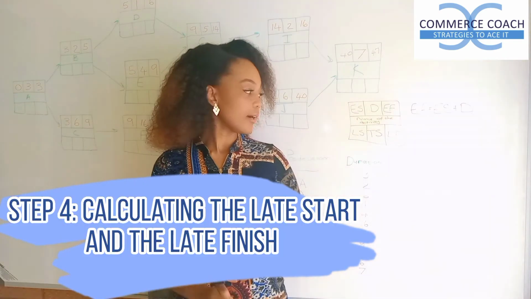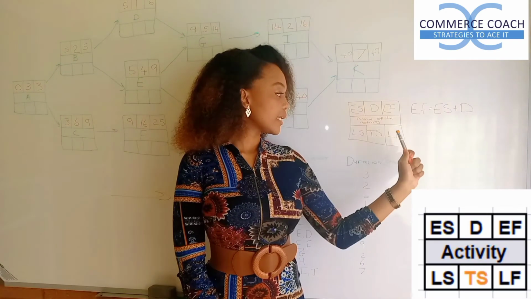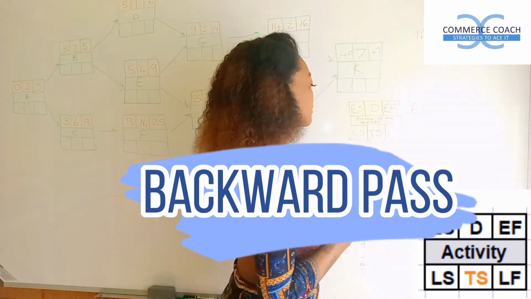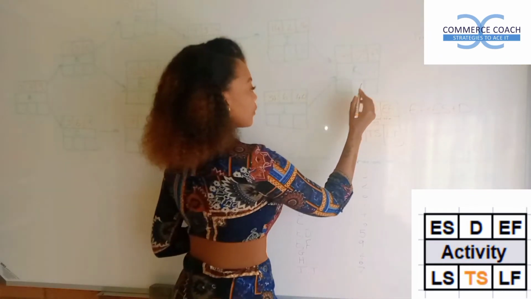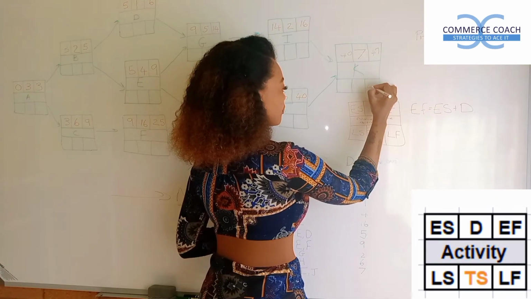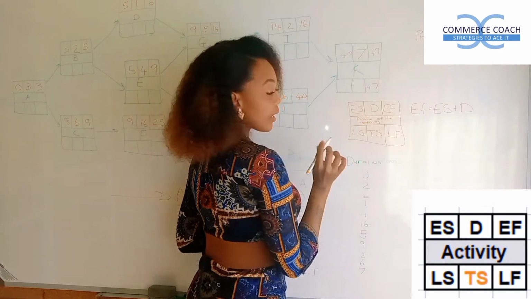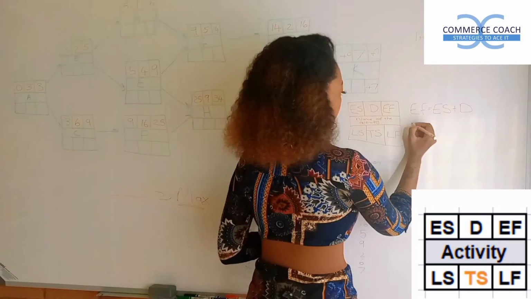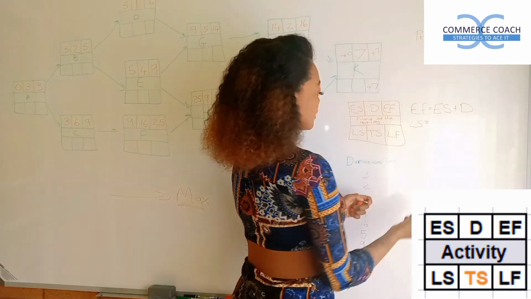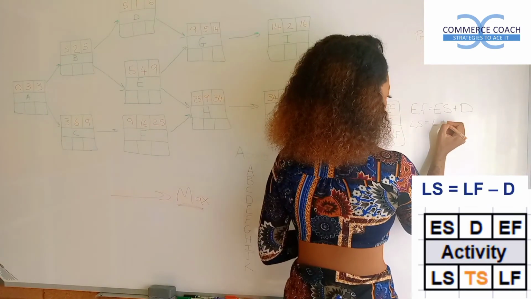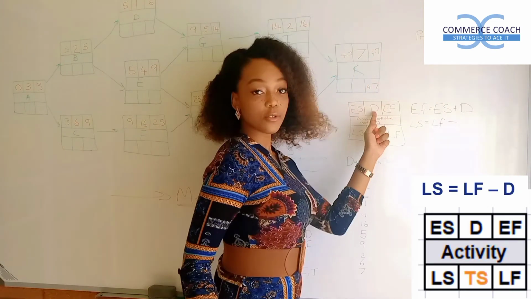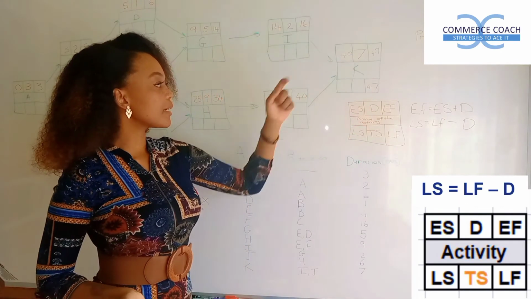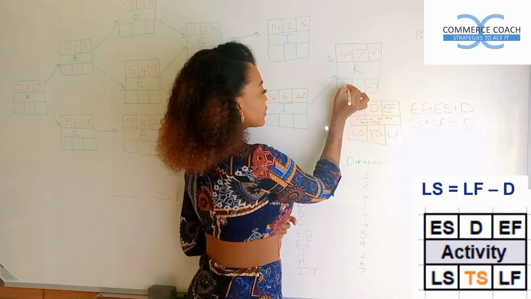We are going to work out our late start and our late finish. We are going to use the backward method. So to start off, we're going to take 47 and put it over here as our late finish. And then to work out our late start, we are going to take our late finish and subtract it with the duration. So we're going to say 47 minus 7 equals 40.